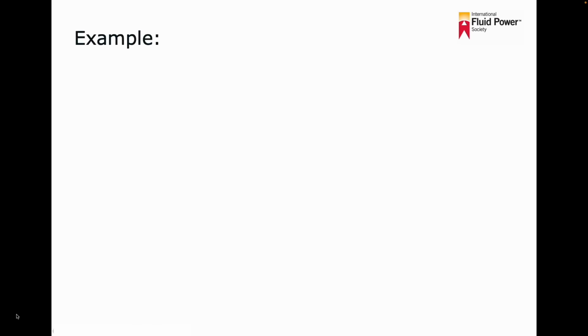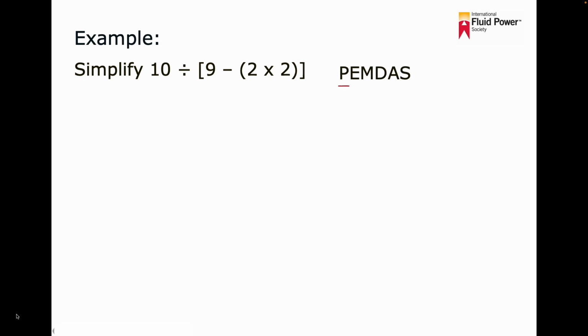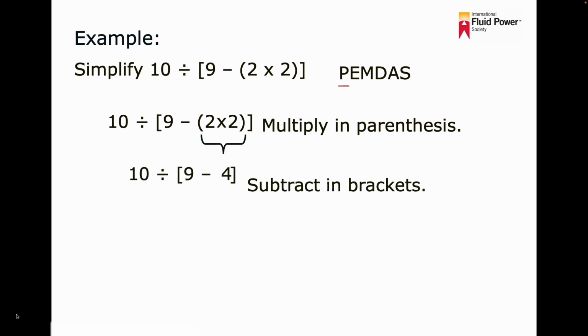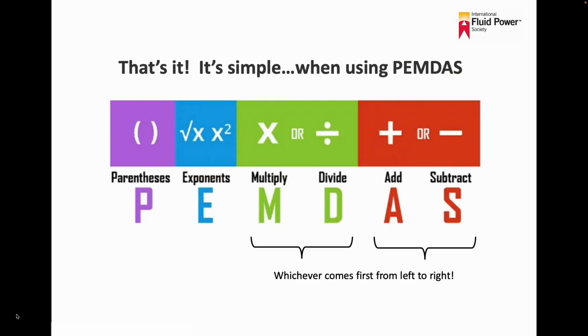In this example, let's simplify 10 divided by bracketed 9 minus parentheses 2 times 2. PEMDAS says that we calculate the number in the parentheses first, so we multiply 2 times 2, which is 4. Then we subtract the numbers in the brackets, which is 9 minus 4, which equals 5. Then we divide 10 by 5, and that gives us the answer, 2. That's it. It's simple when using PEMDAS.